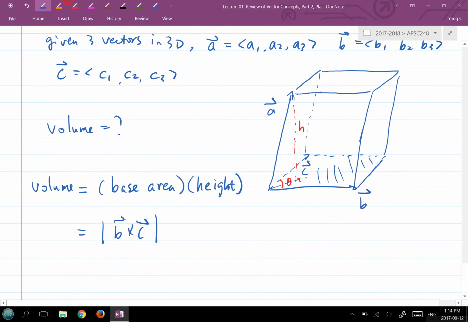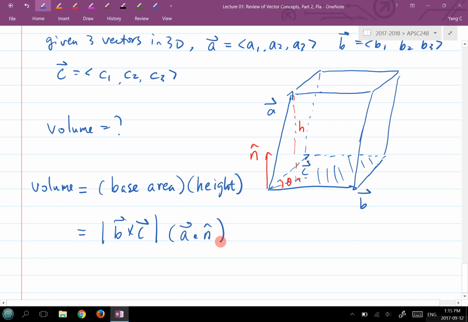Well, I don't have a direction labeled here, but I guess I can always label a direction, can't I? I can draw a direction that is perpendicular to B and C. So I'll call this direction n hat. Is that okay? So now I can write the height. What do I write for the height? According to the formula, it's A dot n hat. Does that make sense?